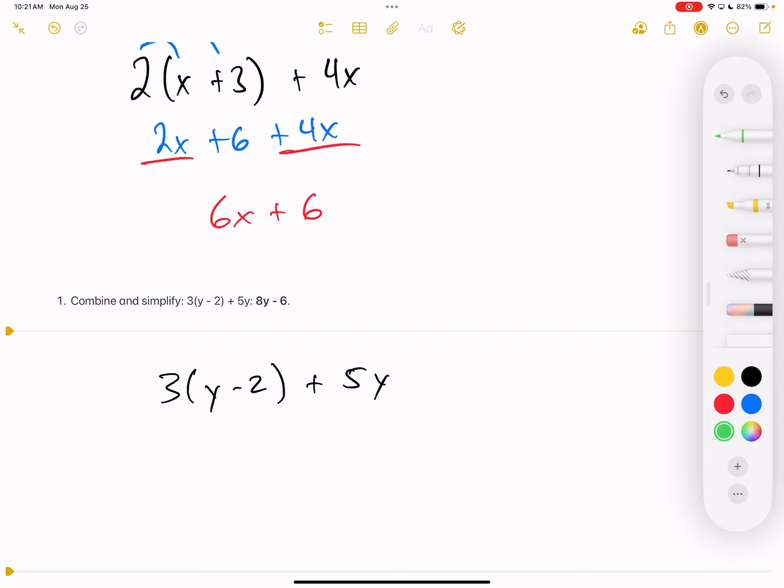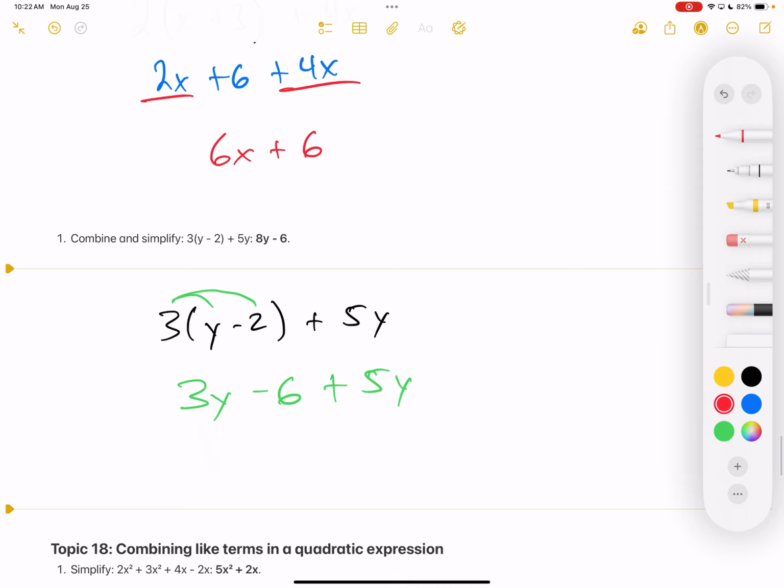On this one, again, I distribute. 3 times y would be 3y. 3 times negative 2 would be negative 6. And then I just write the 5y down. Then I can combine these. The y's, 3y plus 5y would be 8y. And then the negative 6 stays there because it doesn't have any friends to join up with.